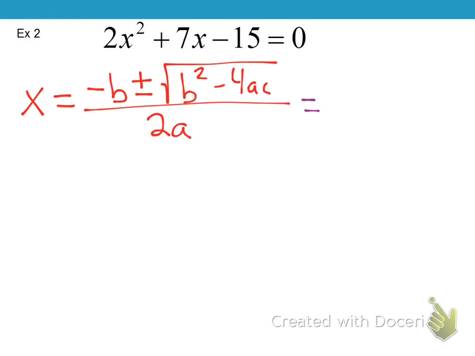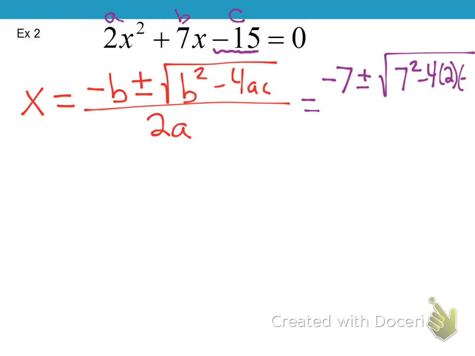All right. What's A? 2. What's B? 7. What's C? Negative 15. C is a package deal right there. So I'm just going to start replacing. Negative B is negative 7 plus or minus the square root of 7 squared minus 4 times 2 times negative 15. I'm out of space. All over 2 times 2.